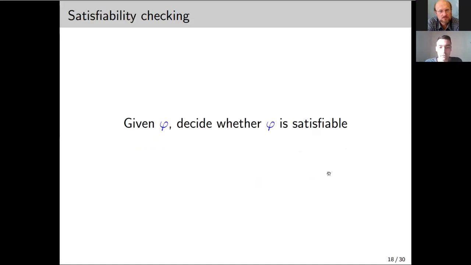The classical question about any logic is the satisfiability problem. Given phi, how do we decide whether there is a trace on which phi is true?